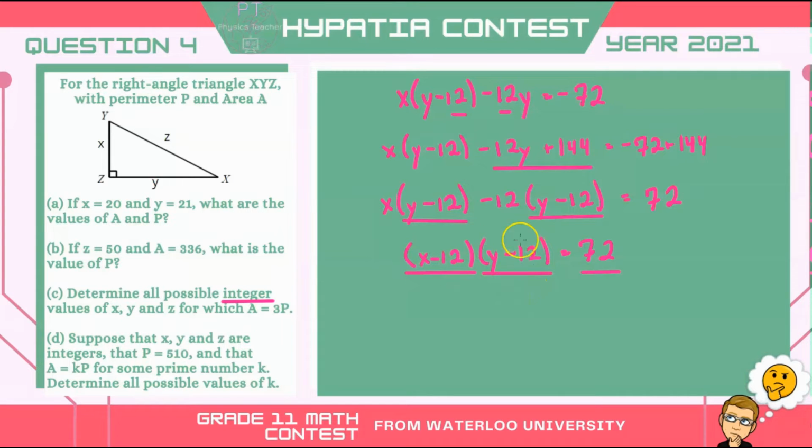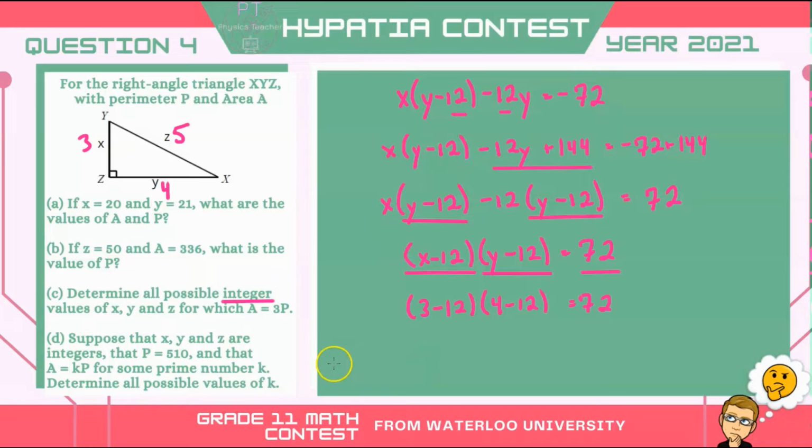Now for these to be negative integers, it would mean that x and y are less than 12. Now there's a couple triangles where x and y can be less than 12. For example, we have our 3, 4, 5 triangle. Right, that is one example. So if we looked at this example, then we would have, well, x is 3, so we would have 3 minus 12. Y is 4, so we'd have 4 minus 12. And that would give us 72. And that's true, that works.